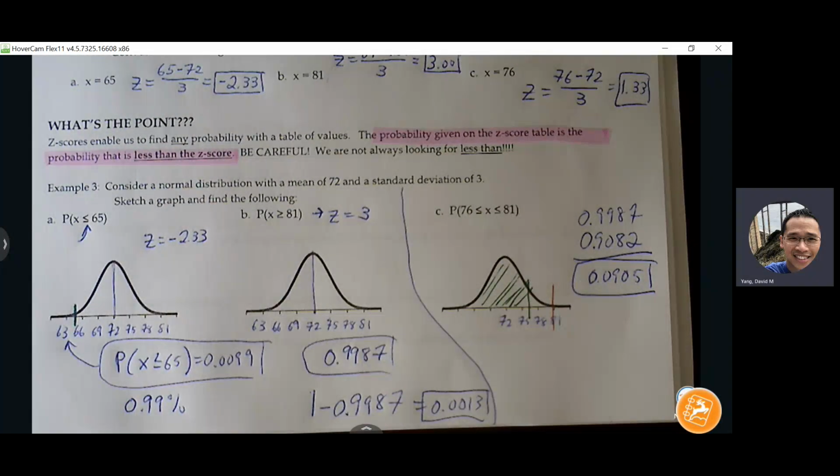Okay, so are we clear on all the three different variations that you get? If it's less than, then whatever z-score you get from the table is what you're going to put down. If it's greater than, you have to do 1 minus the z-score to get the true probability that you're looking for. If you're looking for what's between, find the two probabilities first, subtract them from each other. That will be what's between your two values.